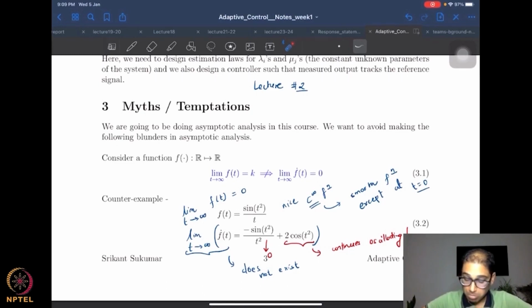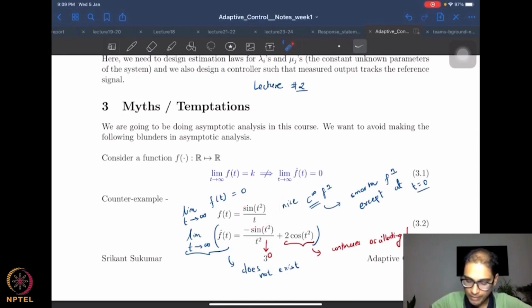The important thing to notice is that we did not really take any very badly behaved function. It's not a non-smooth function, it's not a discontinuous function or anything like that, except at t equal to 0. The function is in fact C infinity. What is C infinity? C infinity means infinitely many times continuously differentiable. So this is infinitely many times continuously differentiable except at t equal to 0.